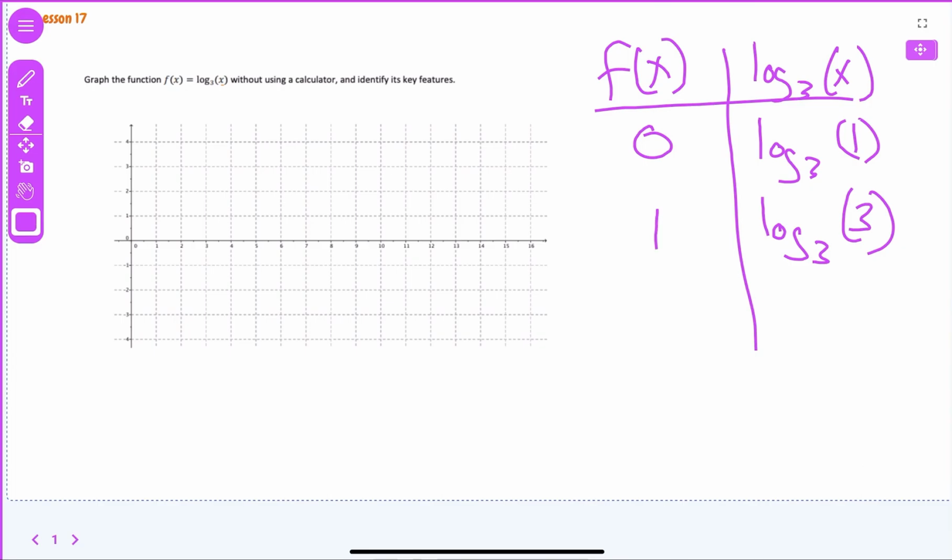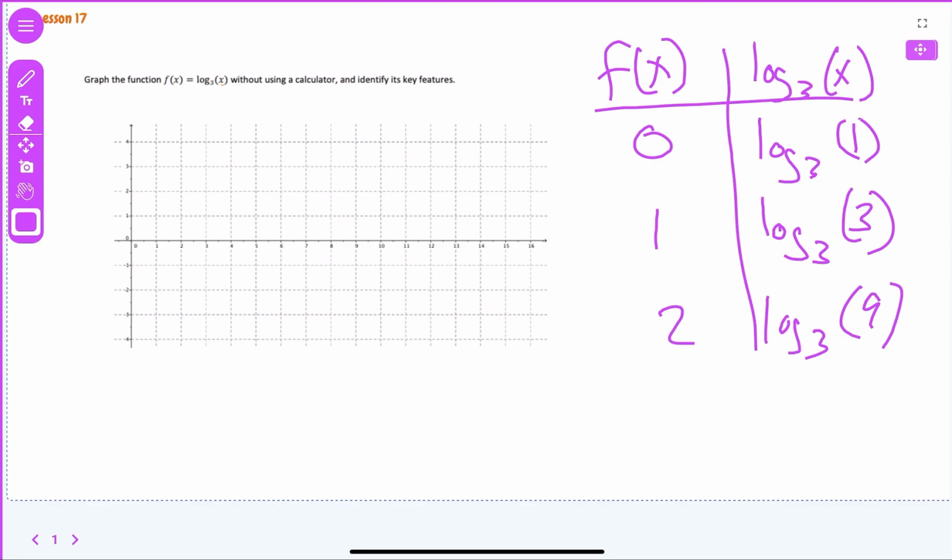Now, I would do log base 3 of, I guess we could do 9. To what power of 3 is 9? That would be what? 2. Okay.